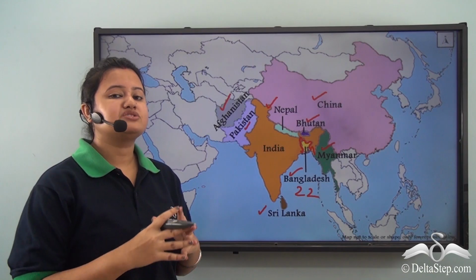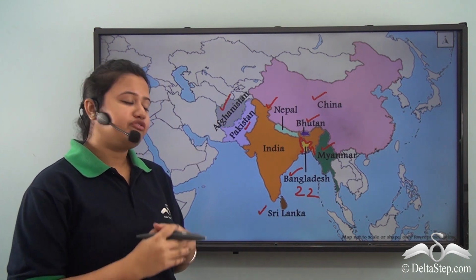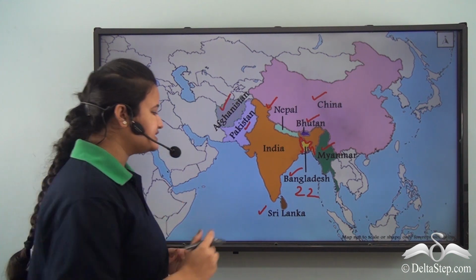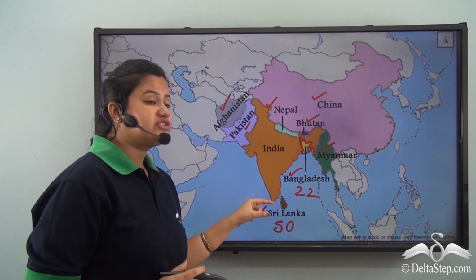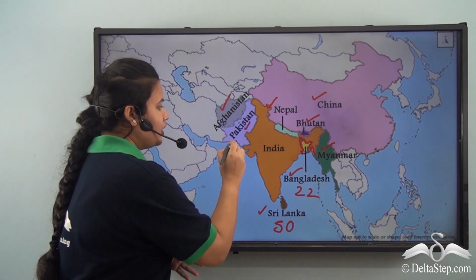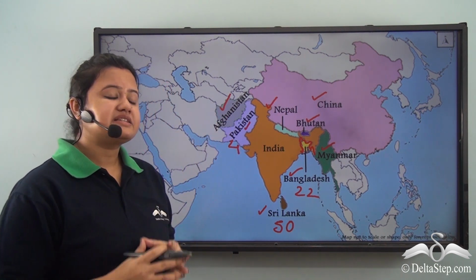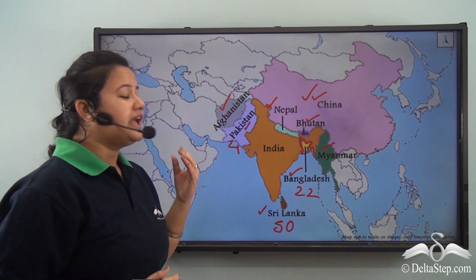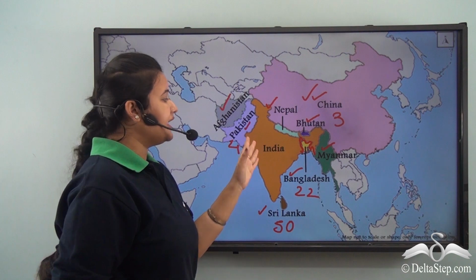Now let us compare the size of India with some other neighbors like Sri Lanka and Pakistan. If we compare the size of India with that of Sri Lanka, we shall find that Sri Lanka is 50 times smaller than India, or India is 50 times larger than Sri Lanka. Also, India is 4 times larger than Pakistan. Now, let us compare the size of India with some larger nations, say China. India is about 3 times smaller than China.